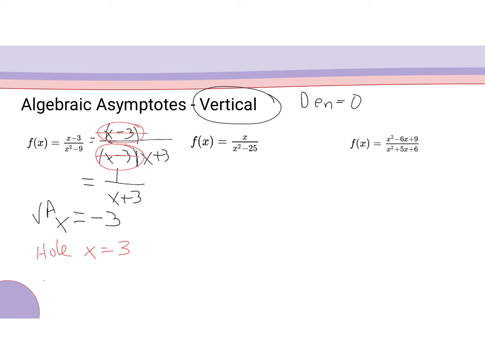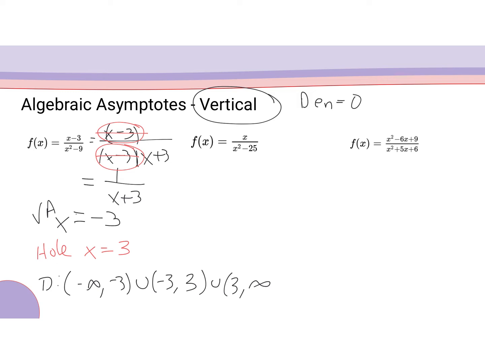One important fact is that this will interrupt our domain. So my domain, instead of it being all real numbers, has to skip negative 3 for the vertical asymptote. Now I'm going to be even more specific here, but since we have a hole, we actually need to specify we're skipping the hole as well.